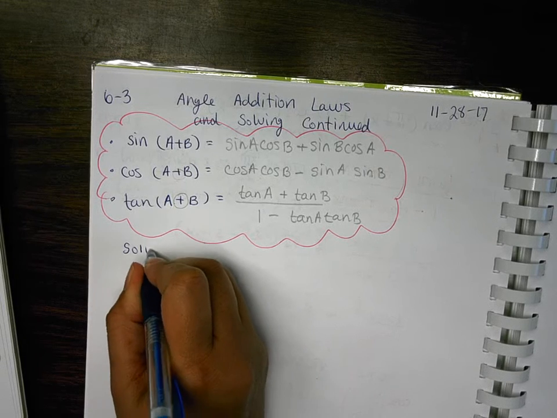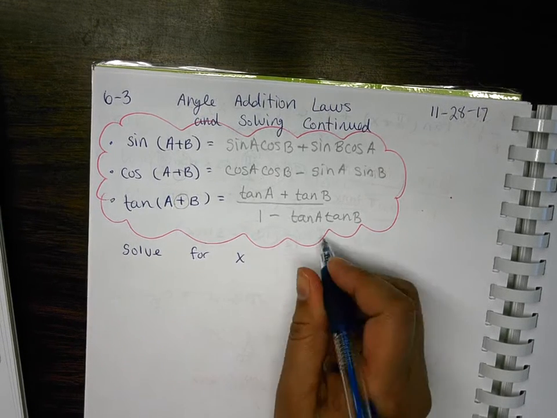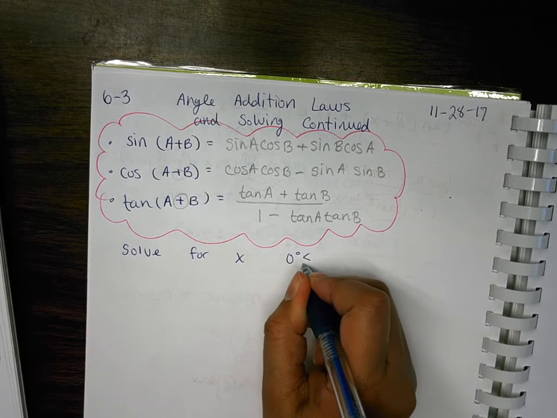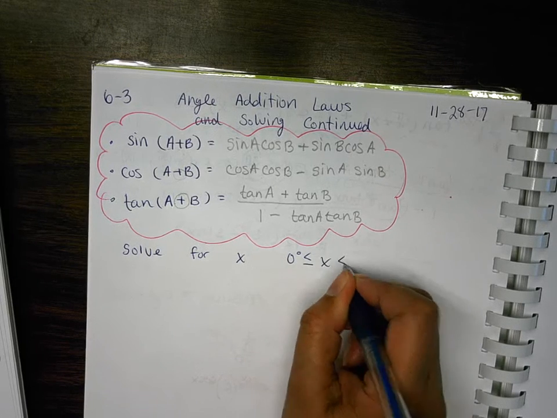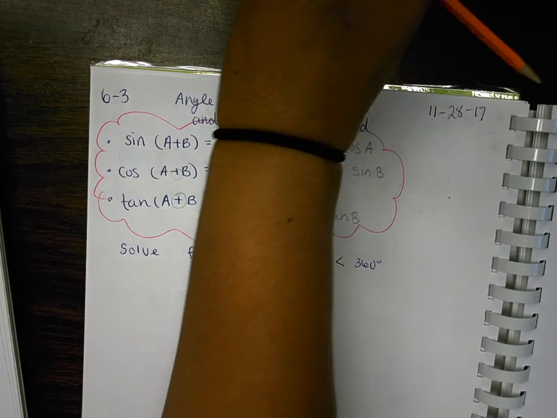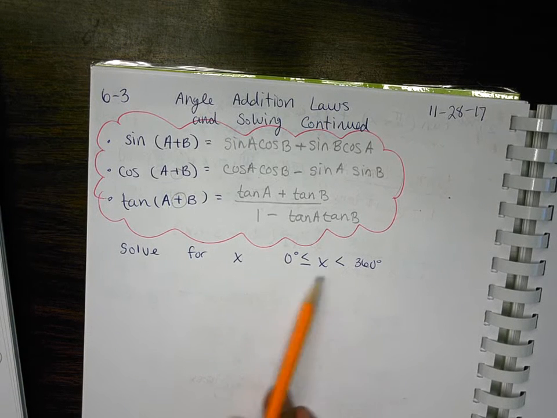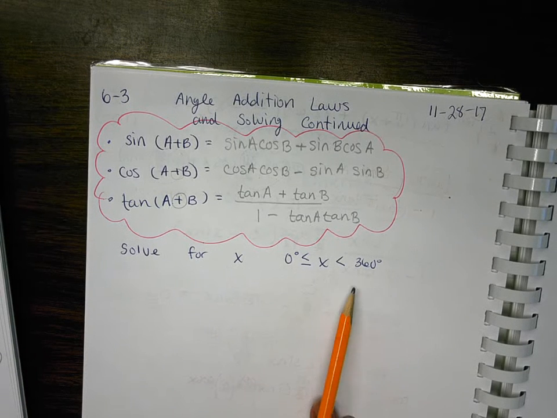Not number one. Let's write this down first. Solve for x such that 0 degrees is less than or equal to x, which is less than 360 degrees. Have we done this before? Yeah, in that context. I mean, solving with this restriction here. Between 0 and 360.